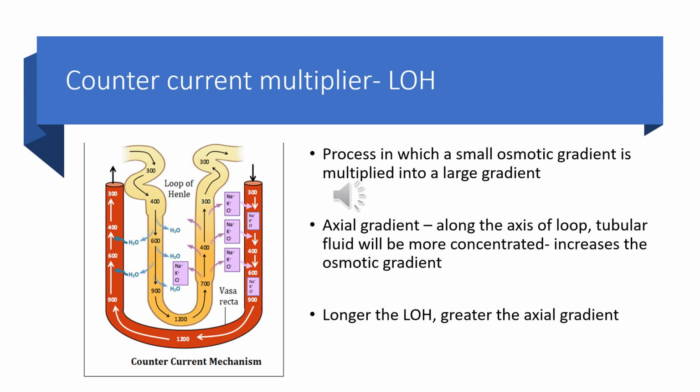So the process in which a small osmotic gradient established at any level of loop of Henle is multiplied into a larger gradient is called countercurrent multiplication system, and loop of Henle acts as a countercurrent multiplier. We can see that as this tubular fluid descends downwards into the deeper layers of medulla, it becomes more and more concentrated, and thus the osmotic gradient produced will be increased. So this increase in the osmotic gradient along the axis of this loop is called axial gradient. And this axial gradient is dependent on the length of loop of Henle. That is, longer the loop of Henle, greater will be the axial gradient.